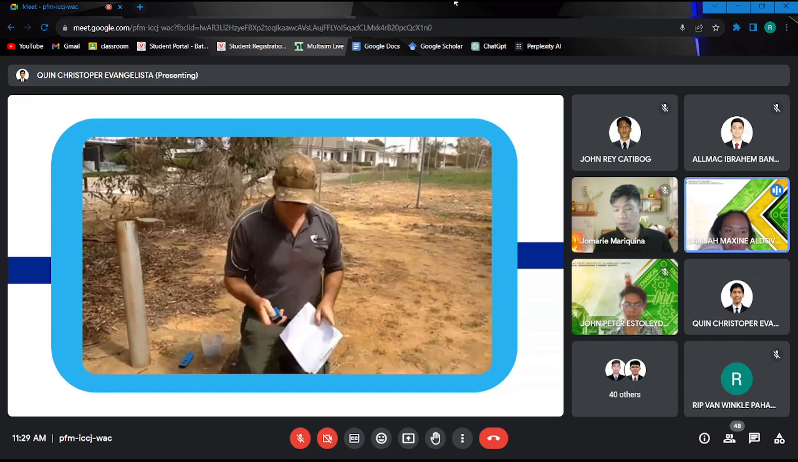So that is the piezometer. It is an open tube, a simple manometer also, where one end is connected to the pipe or tank being measured, and the other end is open to the atmosphere. It is used to measure underground water pressure. That's all.